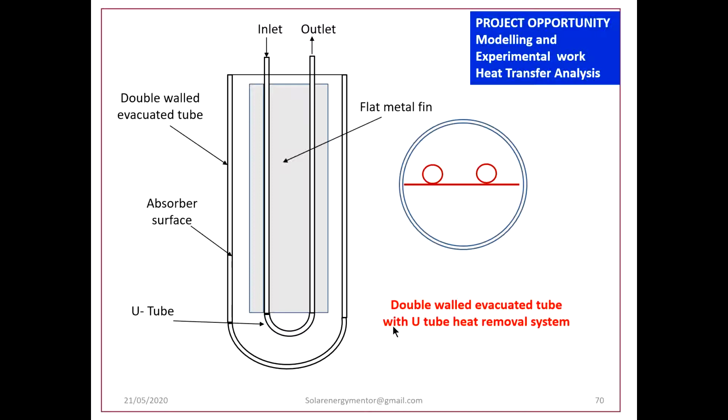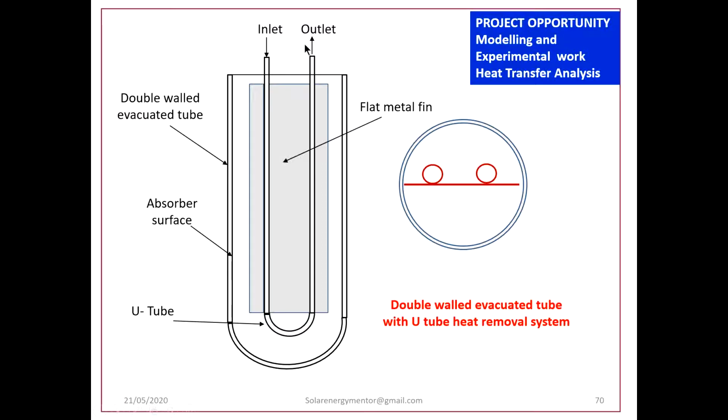Another version which again avoids the glass to metal sealing is this. This is a double walled evacuated tube with U-tube heat removal system. Now here, heat pipe is not used, a U-tube absorber is used. So this is a double walled evacuated tube, and in the evacuated tube, a U-tube absorber, which may be a copper tube welded to a plate. So this assembly is inserted, and then a number of tubes are arranged in a row in a collector.